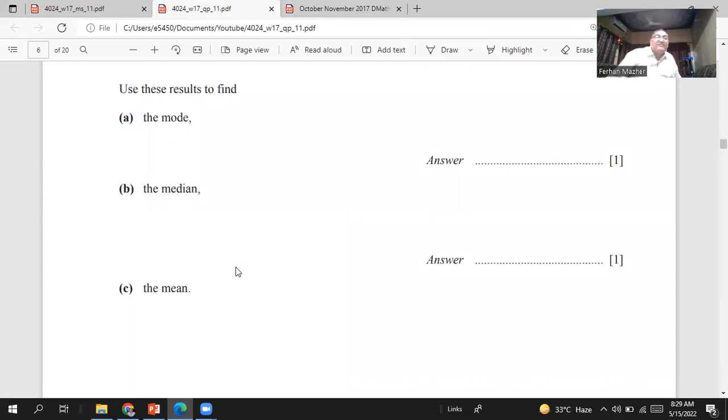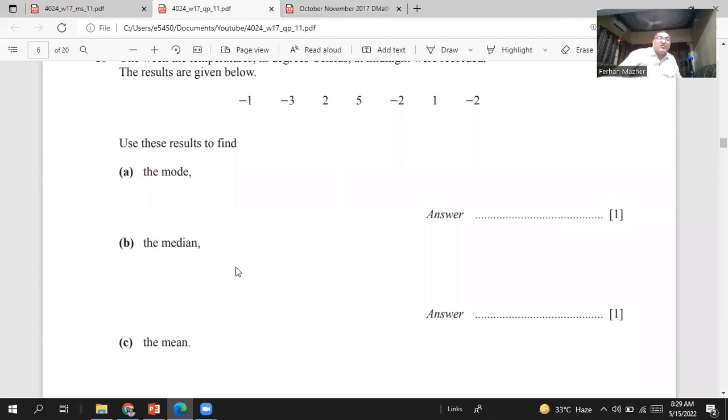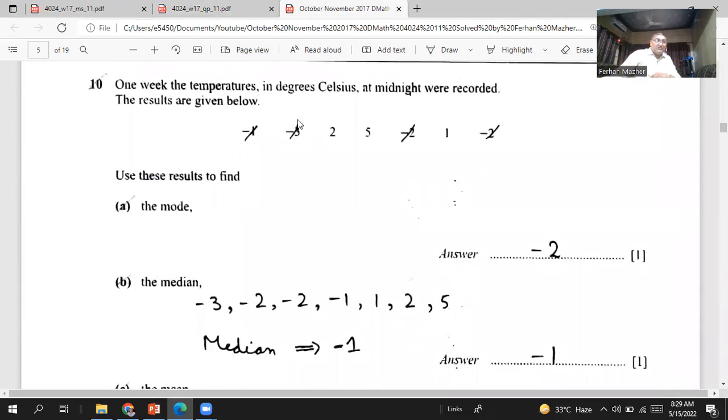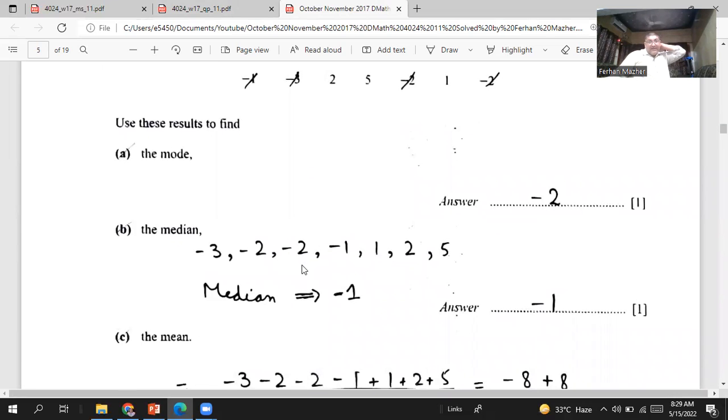Then he says find the median. If you want to find the median, you arrange the data, and the number which comes in the center of the data will be the median. So first of all, I will arrange them: -3, -2, -2, -1, 1, 2, and 5. 1, 2, 3, 4, 5, 6, 7. There are 7 numbers, 3 numbers left here, 3 numbers right here. In the center, you have -1, so that is your median. This is how you will find the median: arrange the data.